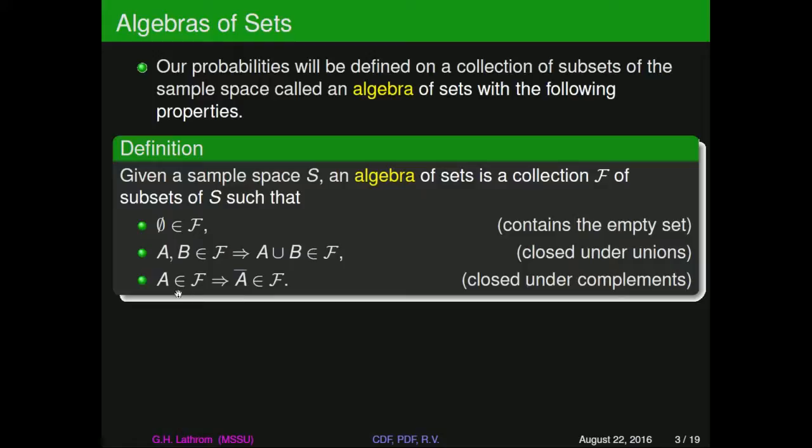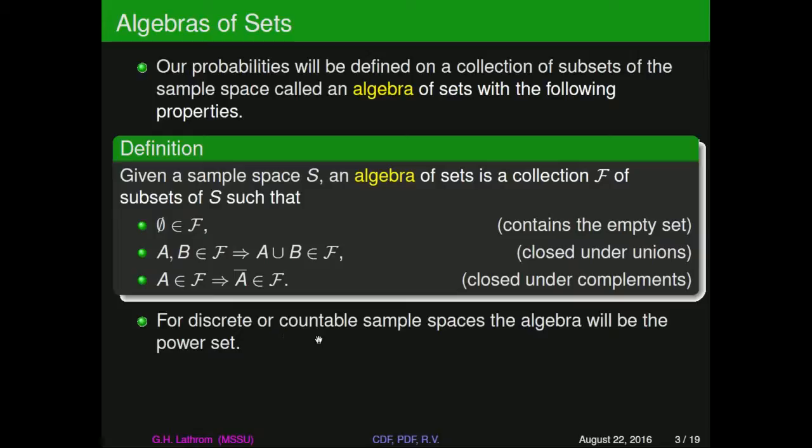And finally, if A is an element of this collection, then the complement of A is also going to be an element in the collection. That makes sense in our terminology of an experiment. When we say that A is an element of script F, we're saying that it's possible for this particular event to happen in the experiment. Well, then it should also be possible for the event not to have happened in the experiment. That's a perfectly reasonable thing to say about this particular experiment, about any experiment for that matter.